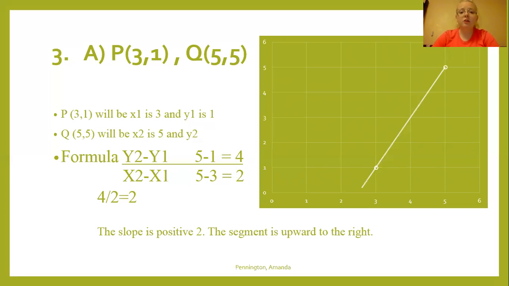So we're going to plug those in. So 5 minus 1 equals 4, and 5 minus 3 equals 2. So 4 divided by 2 is going to be 2, giving us a slope of 2. So we're going to plot those 2 coordinates, and we see that it's growing upward to the right. So that's going to be our slope.